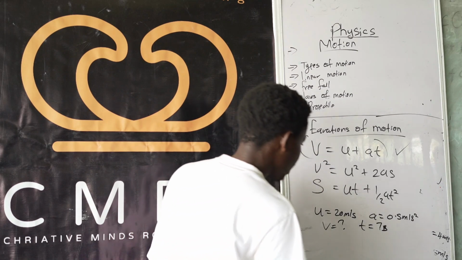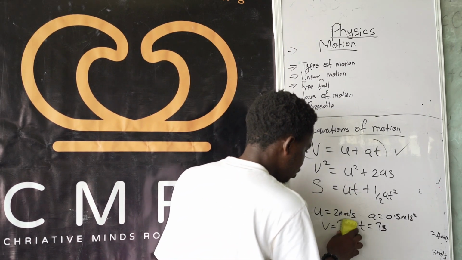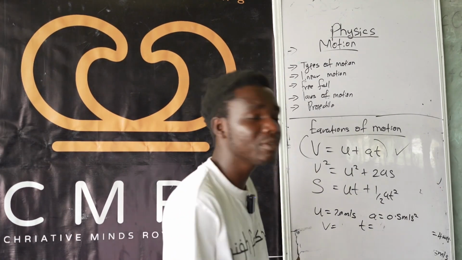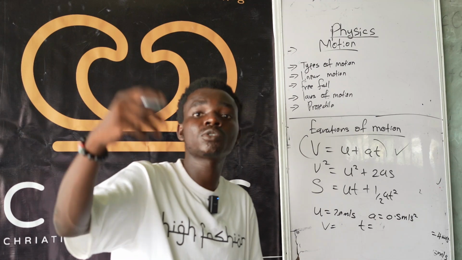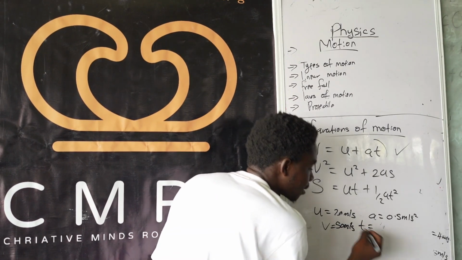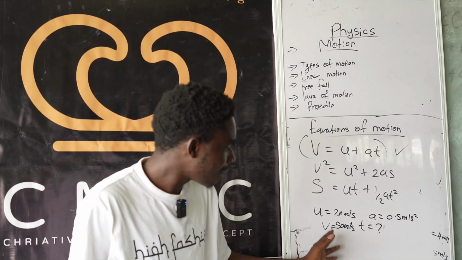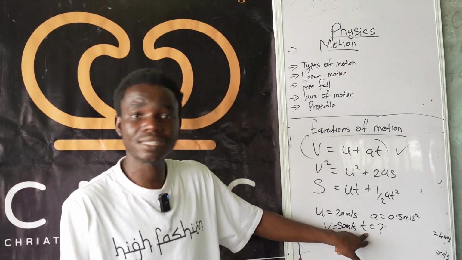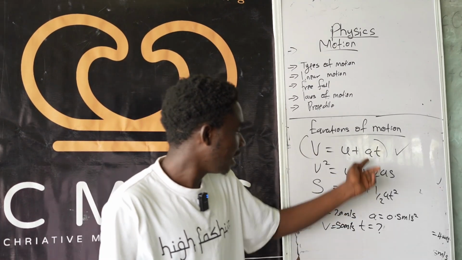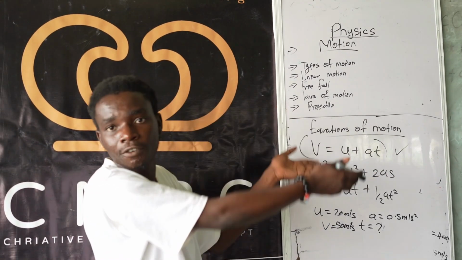Also, let's assume I was already given my u, and the only thing I don't have is the time. Maybe they're asking me for the time it takes to get to a velocity of 50 meters per second, and I'm asked to calculate the time. Look at this kind of scenario too. The only thing I'm lacking from this equation is t. The rest have already been given. V is there, U is there, A is here. The only thing I need is t, and it's in the formula. So I use that formula.